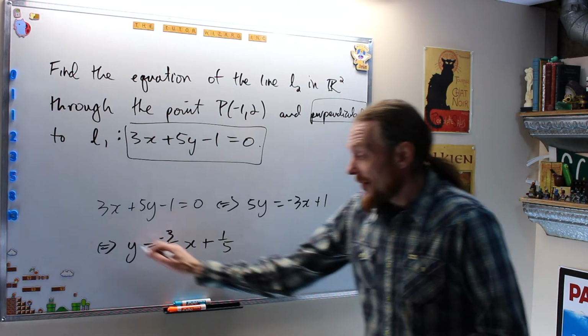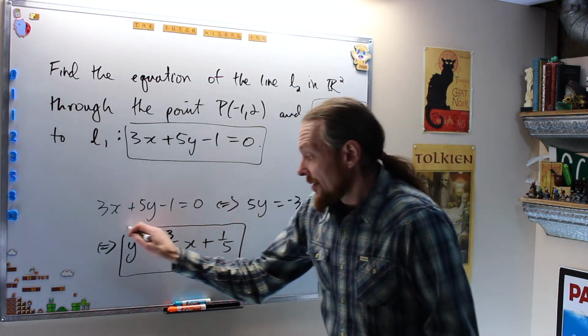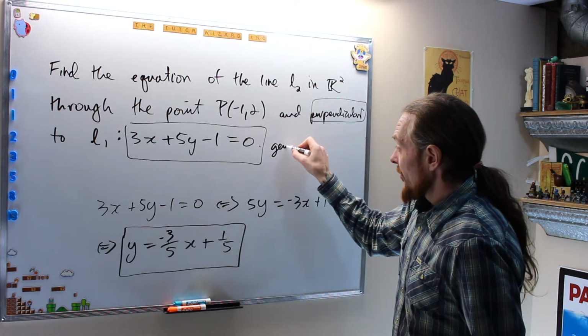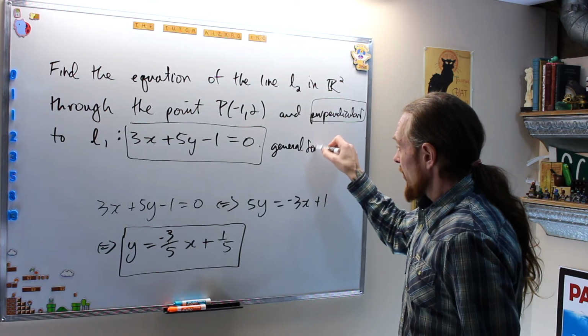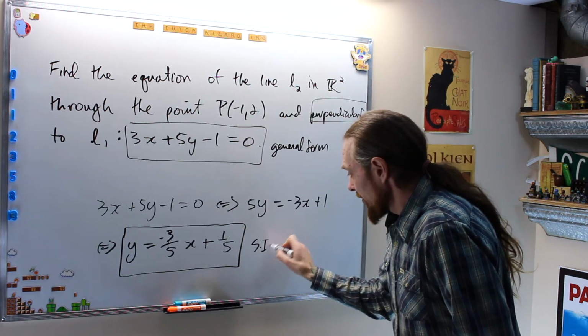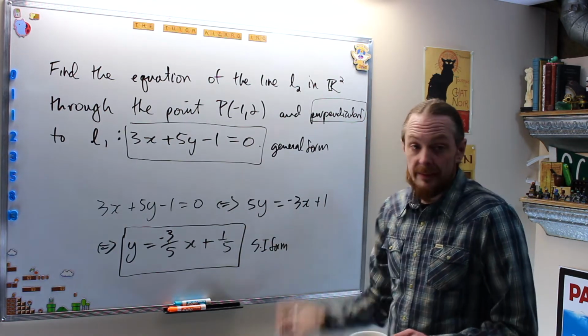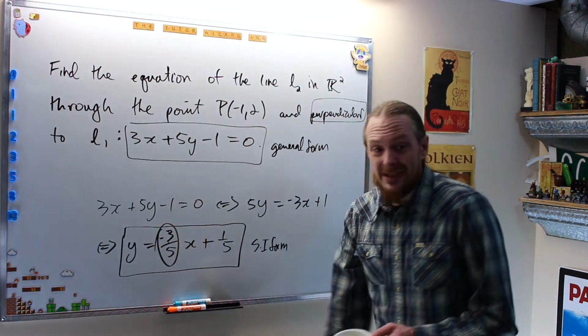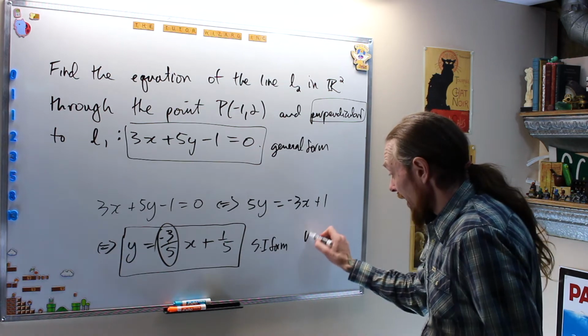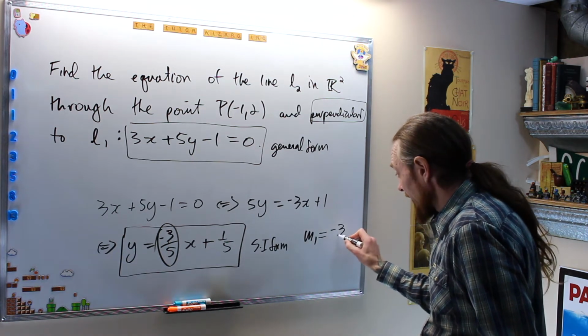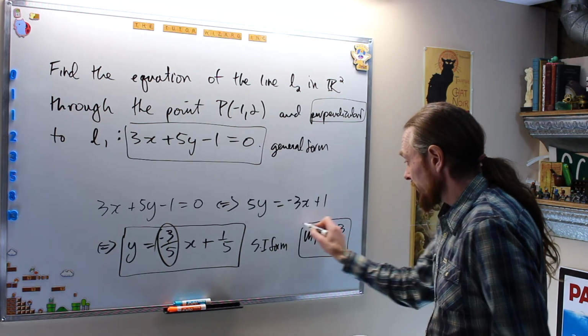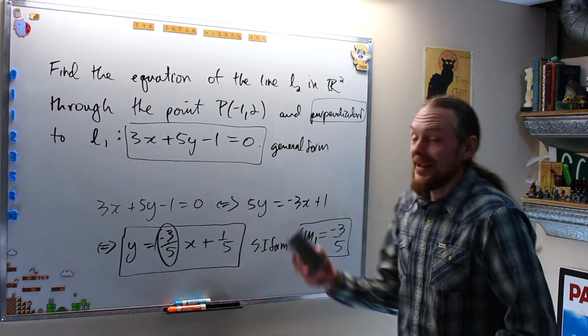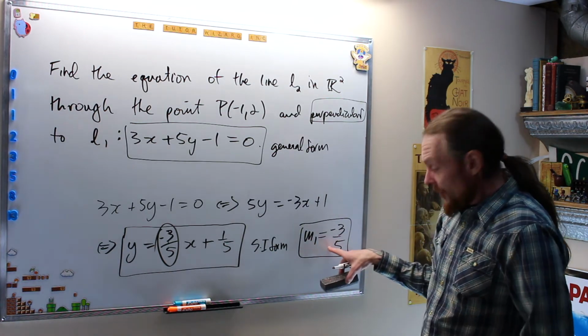The point of that is, this is the general form. This is now the slope intercept form of this line. We transformed it. So why did I do that? Because the slope, the number standing in front of x now, is the slope. So m1 from my first line is negative 3 over 5. And that's what we need in step 1. Now that we've done that, we have slope m1.